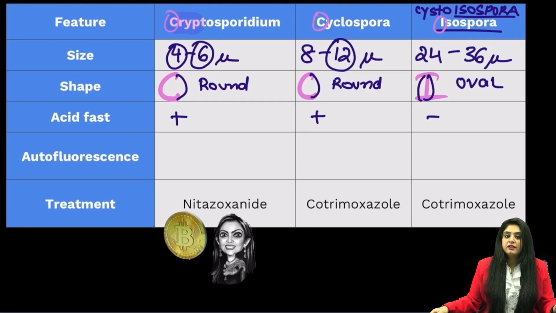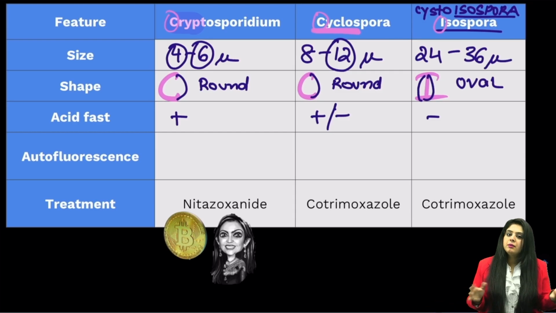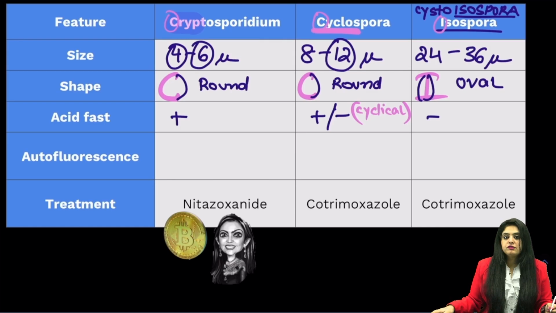So coming back, are all of them acid fast? Kinyoun stain, yes, but sometimes which might not be acid fast? Cyclospora. How did we learn it? Cyclospora is cyclical. The name only has it. Cyclical means sometimes yes, sometimes no. Sometimes it is going to be positive, sometimes it is going to be negative. So we call it cyclical. That is how I have learnt it. Variable acid fast is noted.